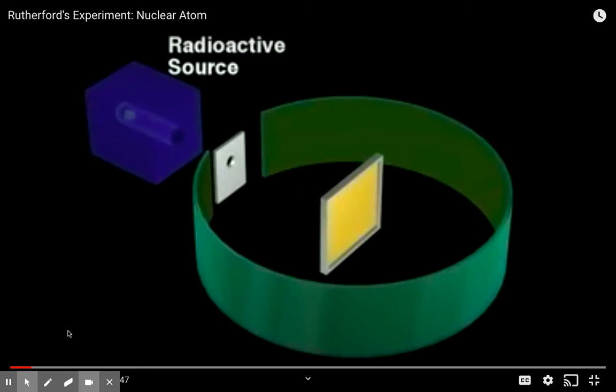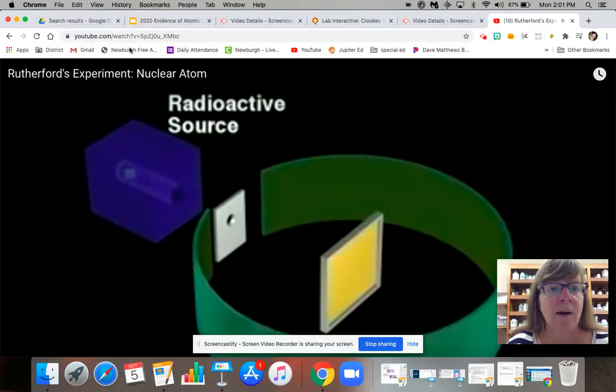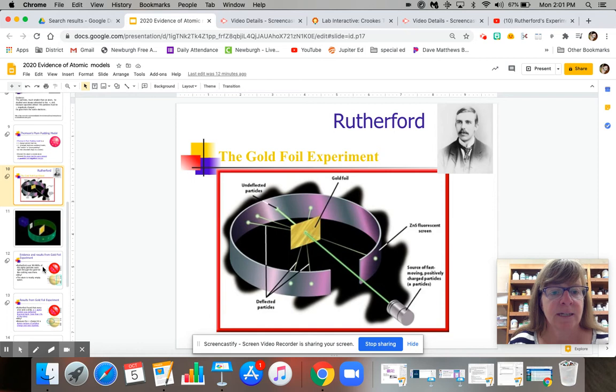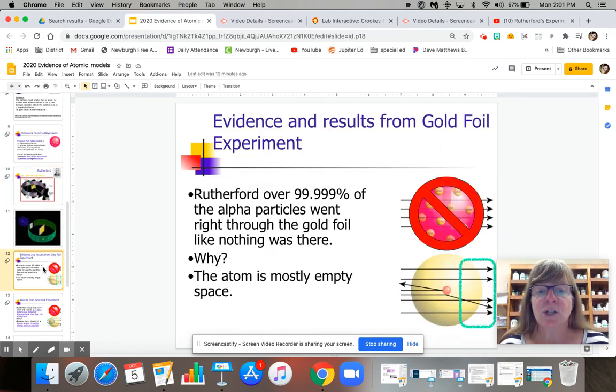Okay, so let's go back to our evidence and put this together. There were two pieces of evidence. So, first, 99.999% of the alpha particles went right through the gold foil like nothing was there, because nothing is there. Atoms are empty space, not air, empty space. Okay? That means you are 99.999% empty space. The wall is 99.999% empty space. Theoretically, we should be able to walk through walls.